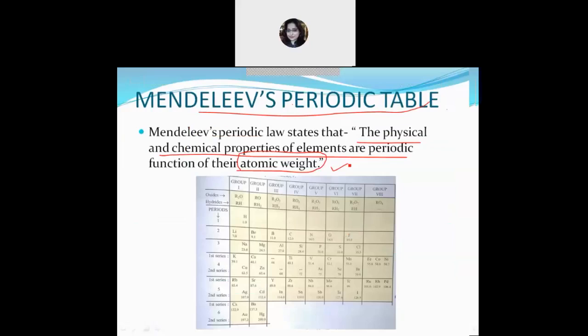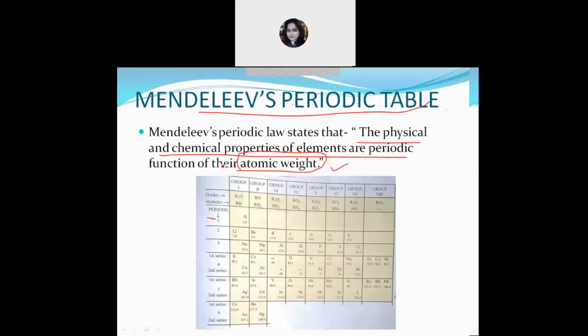Mendeleev arranged these elements in horizontal rows and vertical columns. The horizontal rows are known as the periods and the vertical columns are known as the groups. He arranged these elements in such a way that the elements with similar properties occupied the same vertical column or group. Now he arranged elements in these columns in increasing atomic masses.